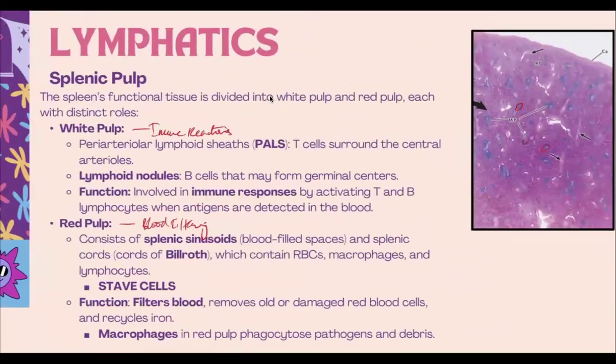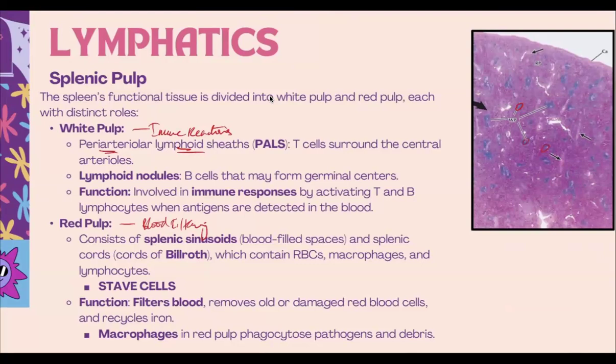So white pulp contains periarteriolar lymphoid sheaths, or PALs. These are T cells surrounding central arterioles. I think I should have a picture of this. If not, I would recommend searching it up. The white pulp also has lymphoid nodules, and this is again where you have the B cells. And the function, as mentioned, is immune responses.